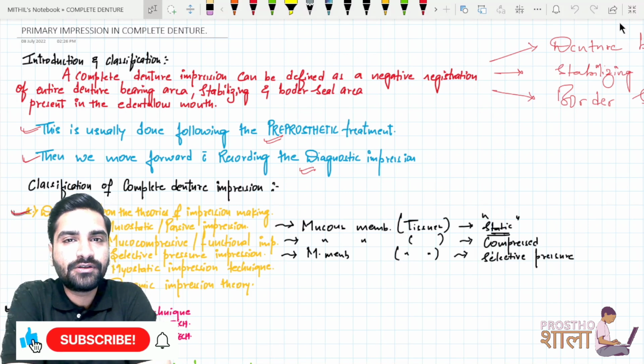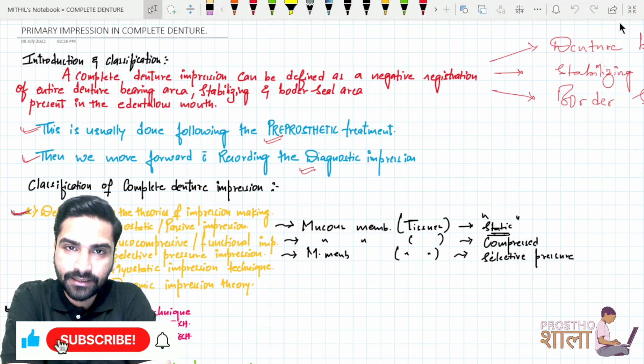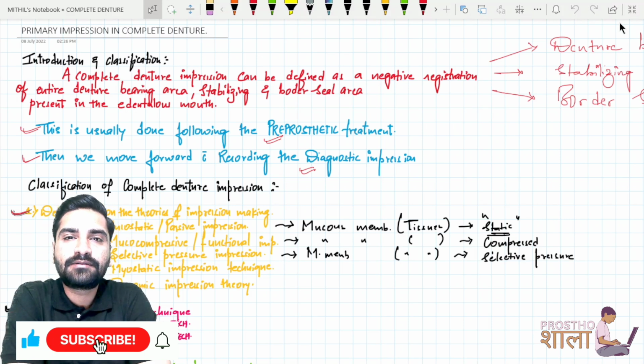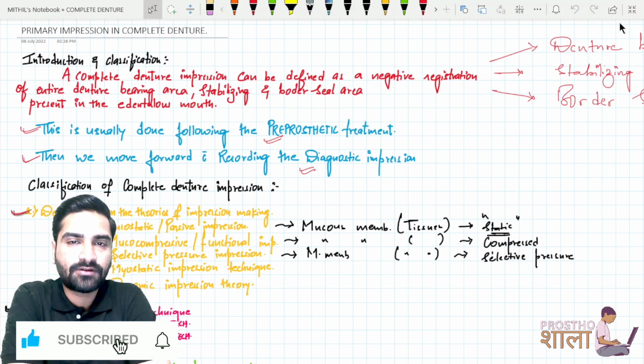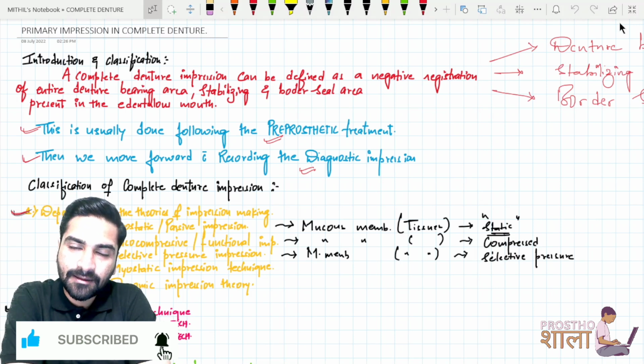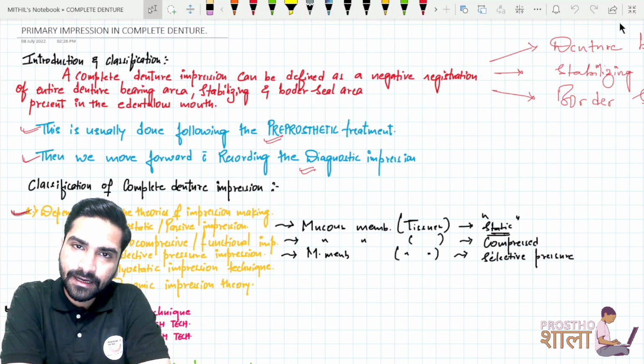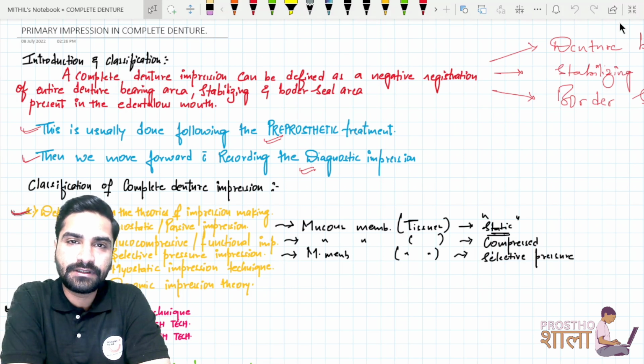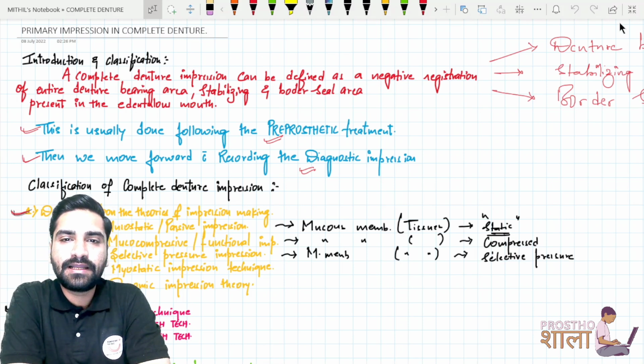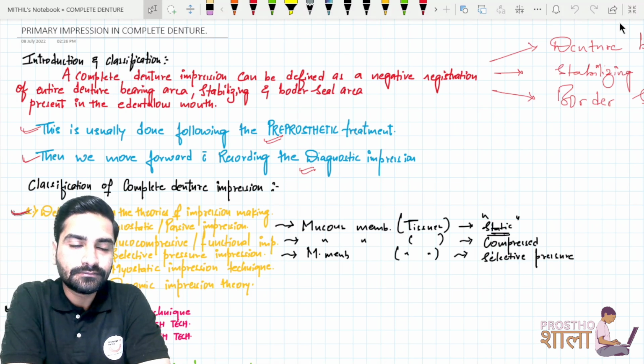or it can also be used as a diagnostic impression, right? You can take a primary impression, make a diagnostic cast out of it, and see what the important parameters are, and after that you can proceed with your further steps. So this serves as a milestone or a landmark from which you start your clinical and clinical laboratory treatment for prosthetically managing the arch.